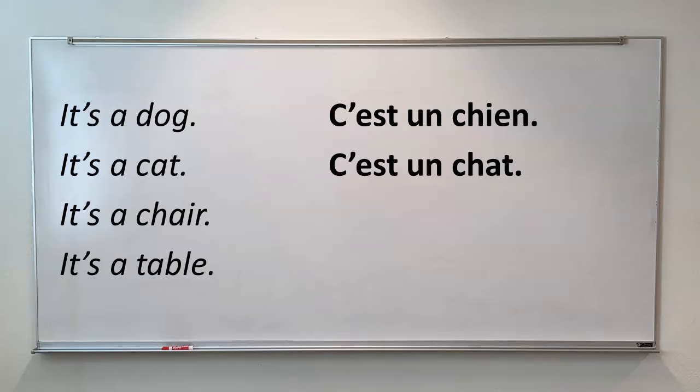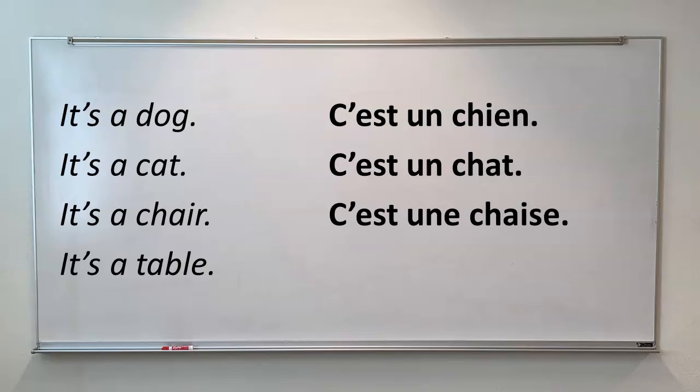It's a chair. Do you remember how to say chair? The chair is la chaise. If you want to say a chair, you would say une chaise. So c'est, put it together with une chaise. It's a chair. C'est une chaise.